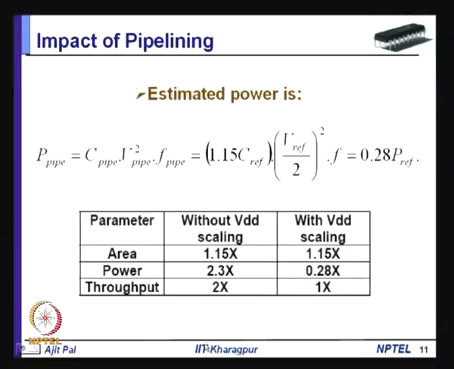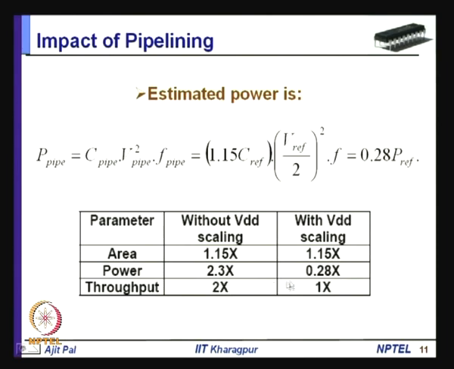So, here we have compared these two situations. Whenever we do pipelining for performance, in such a situation there is an increase in area by 15%, there is an increase in power dissipation by 2.3x, that means 2.3 times of the original adder, but we get a throughput of 2x, that is 2 times.